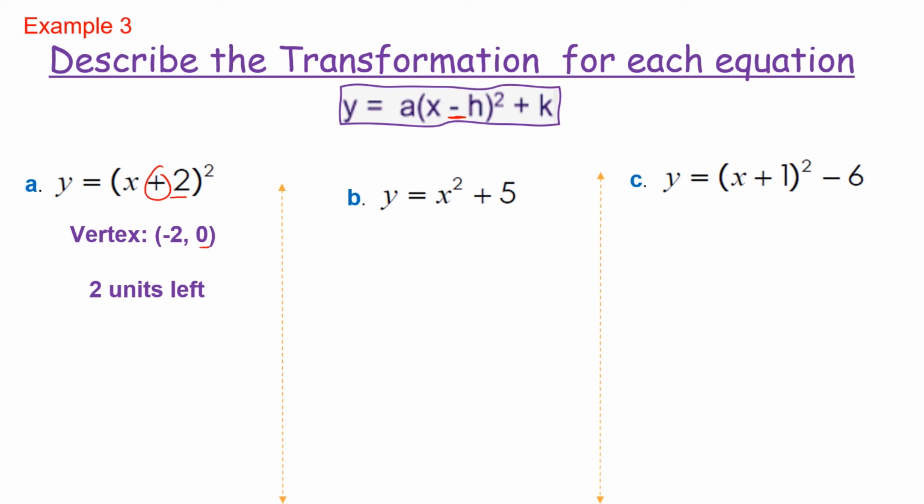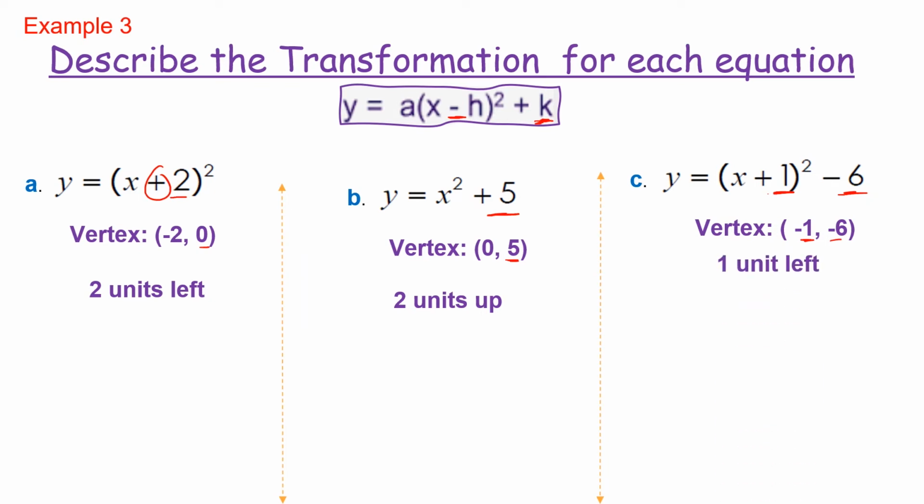If we look at B, we don't have any parentheses, but we notice right here that we have a 5. So our vertex would be (0, 5). There is no h value. It's a plus k, so whatever sign you see here, that is the sign we use. It's a +5 in our vertex, and that indicates that the graph is shifted 5 units up. Our last one here, our vertex is (-1, -6). We got a +1 here, so the original 1 was negative, and then we got a -6. So this shows that this graph is translated 1 unit to the left and 6 units down.